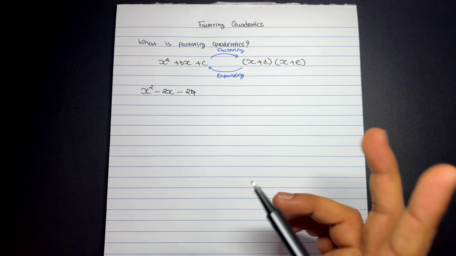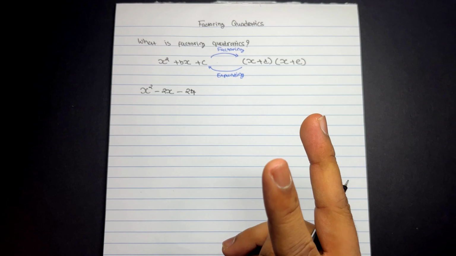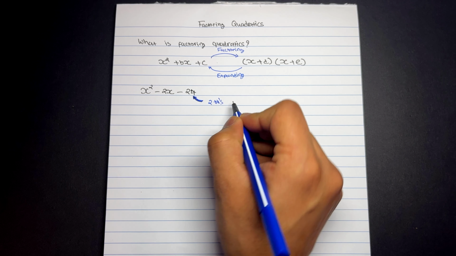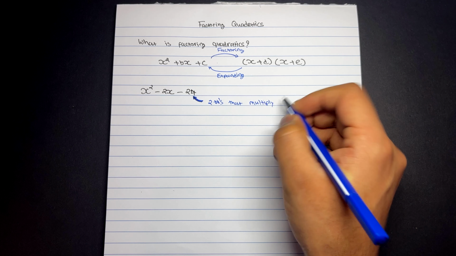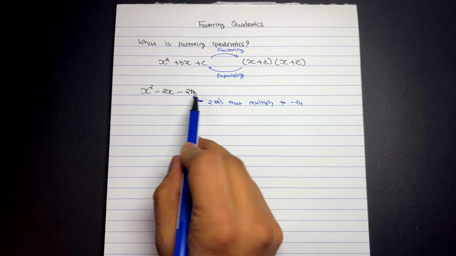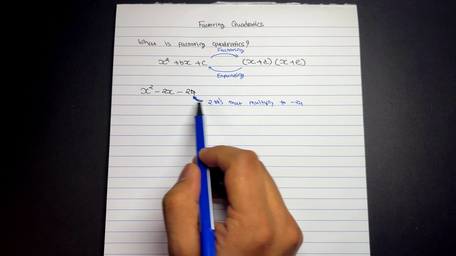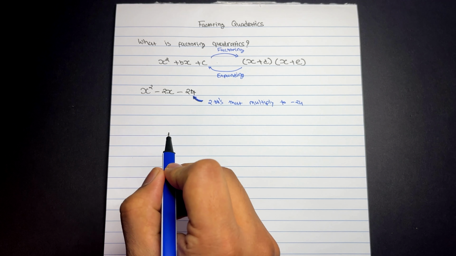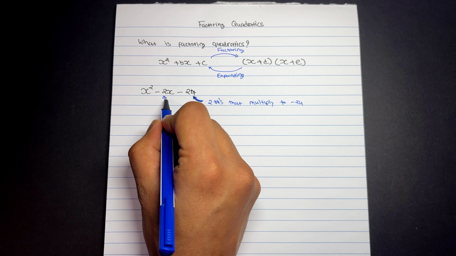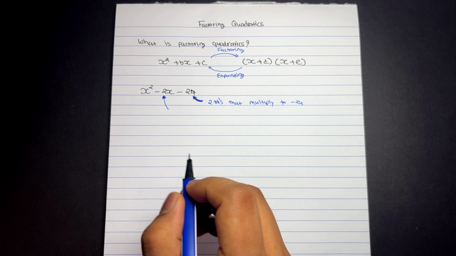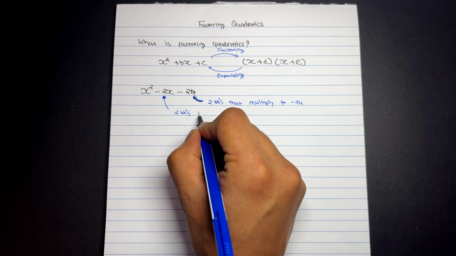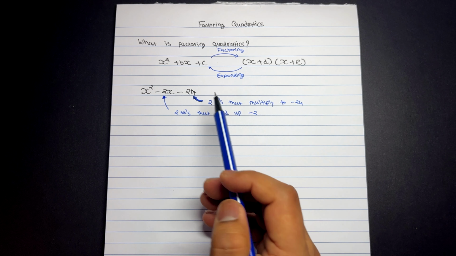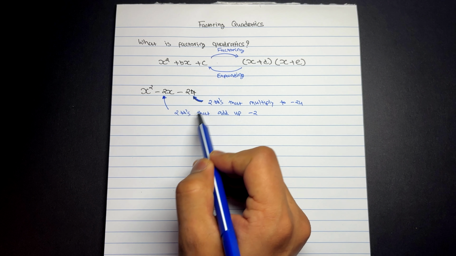So for factoring, there are two points that we need to remember. First point is, what two numbers multiply to negative 24? We need to find two numbers that will multiply together to negative 24. And the second point is with this second number here, negative 2. We need to find two numbers that add up to negative 2. We need to find two numbers that satisfy both of these conditions.